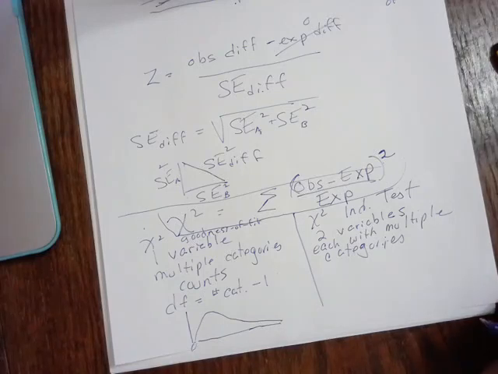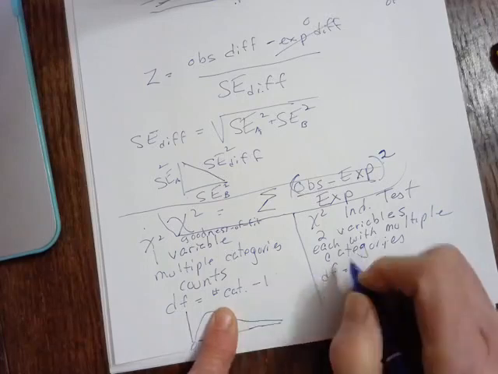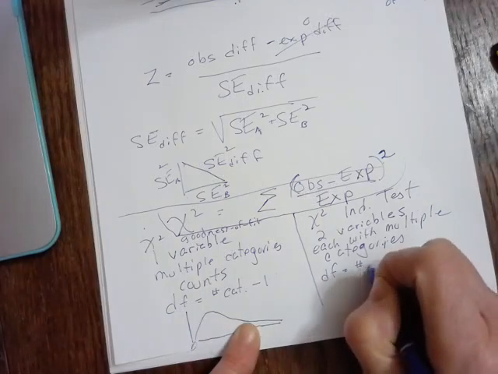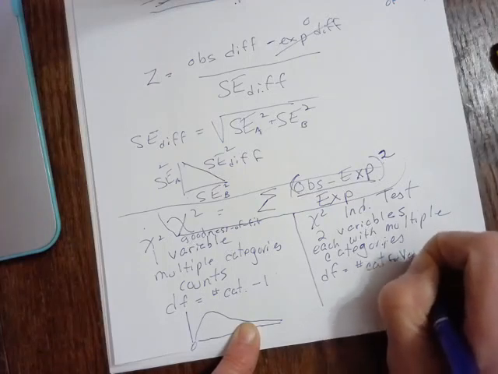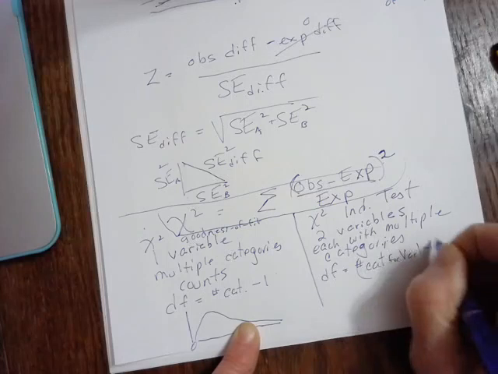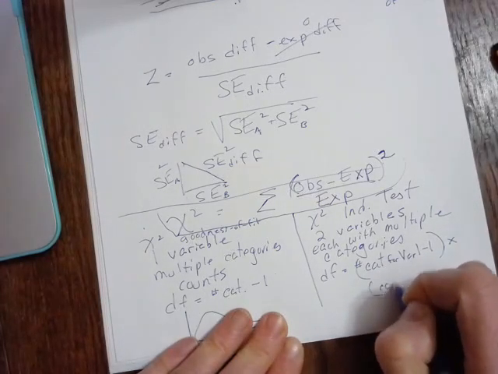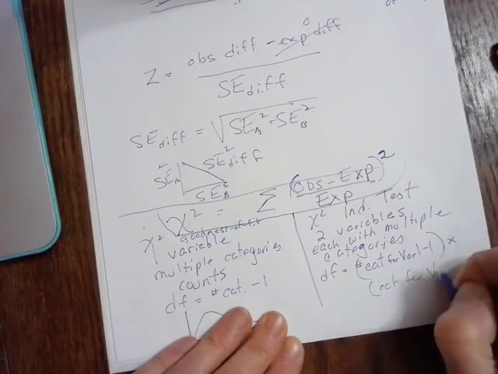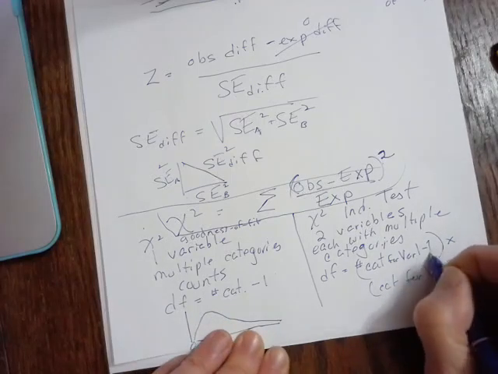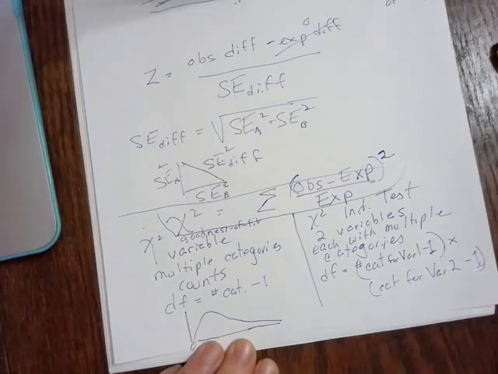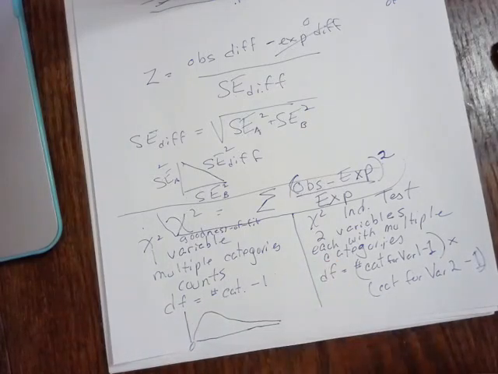Okay, and then what do we have? The degrees of freedom. How are you going to remember it? Well, it's the same thing, but now you have two of them. So you have the number of categories for variable 1 minus 1, times the number of categories for variable 2 minus 1. Okay, so it's just this for one variable times this for the other variable.